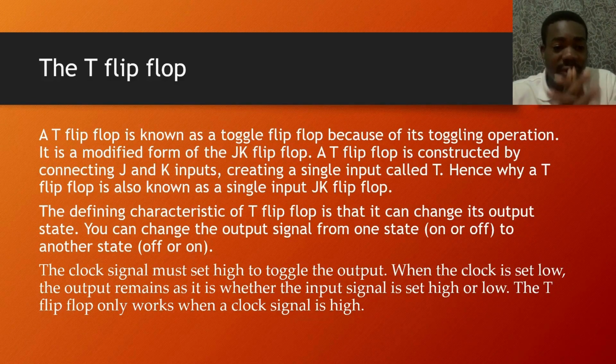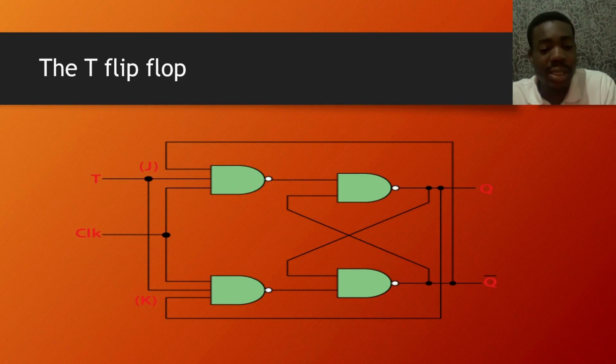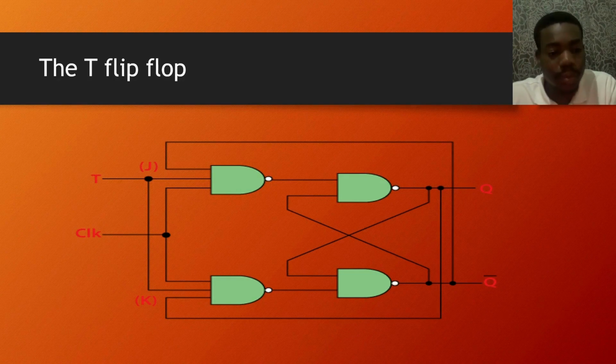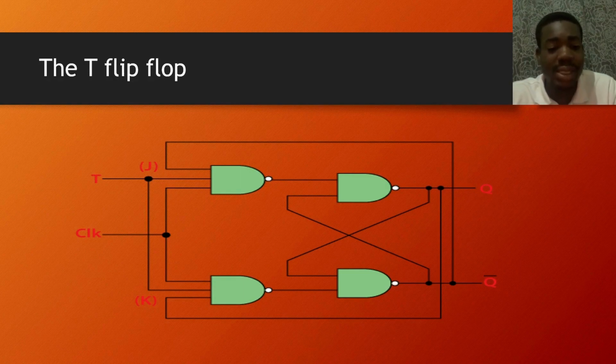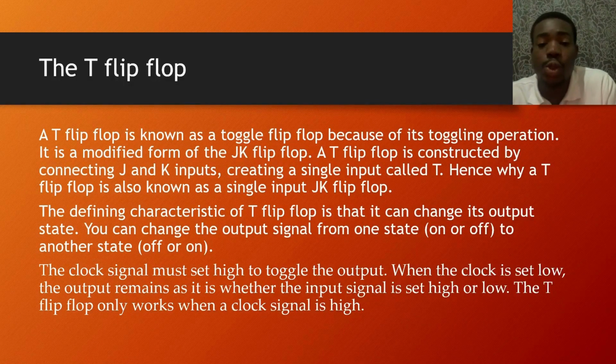As you can see, the T flip-flop is the same as the JK flip-flop, with just some slight modifications. The J and the K inputs are connected as one input, that is the T. This is why it's termed a single input JK flip-flop. The clock signal must be high to toggle the output, that is the Q and the Q prime. When it's low, there will be no change in the output of the flip-flop. The T flip-flop only works when the clock signal is high.